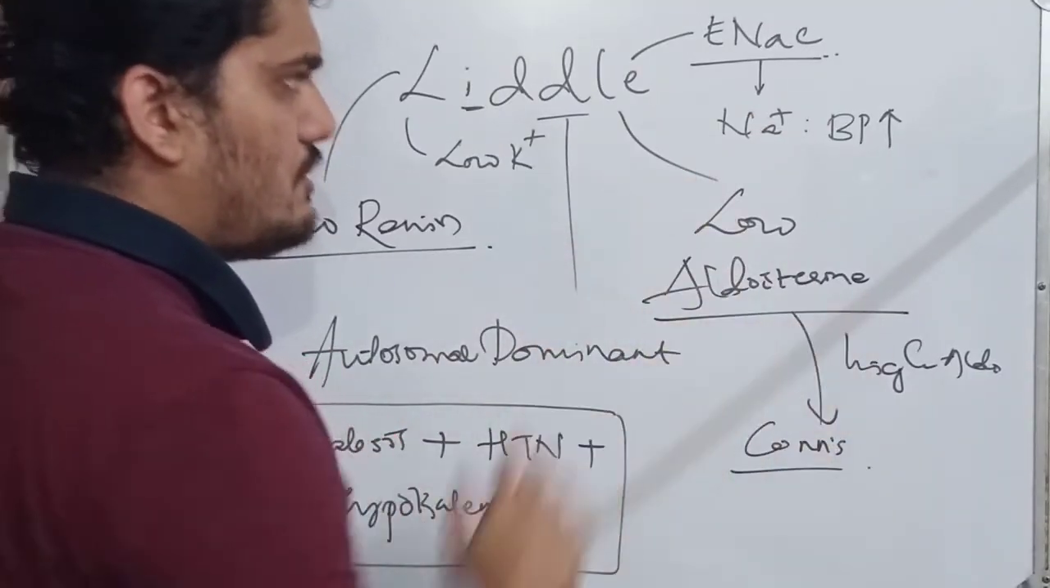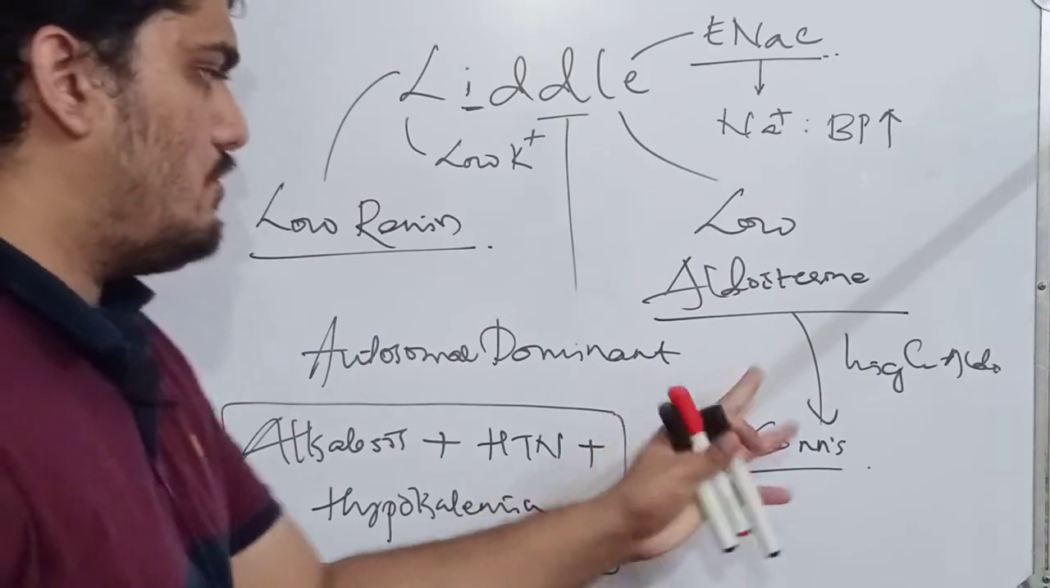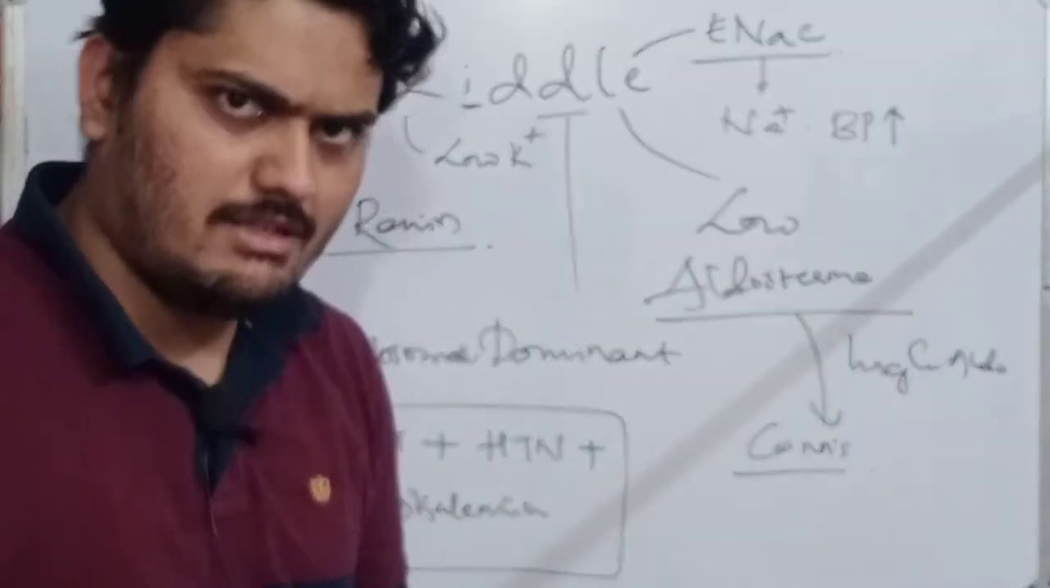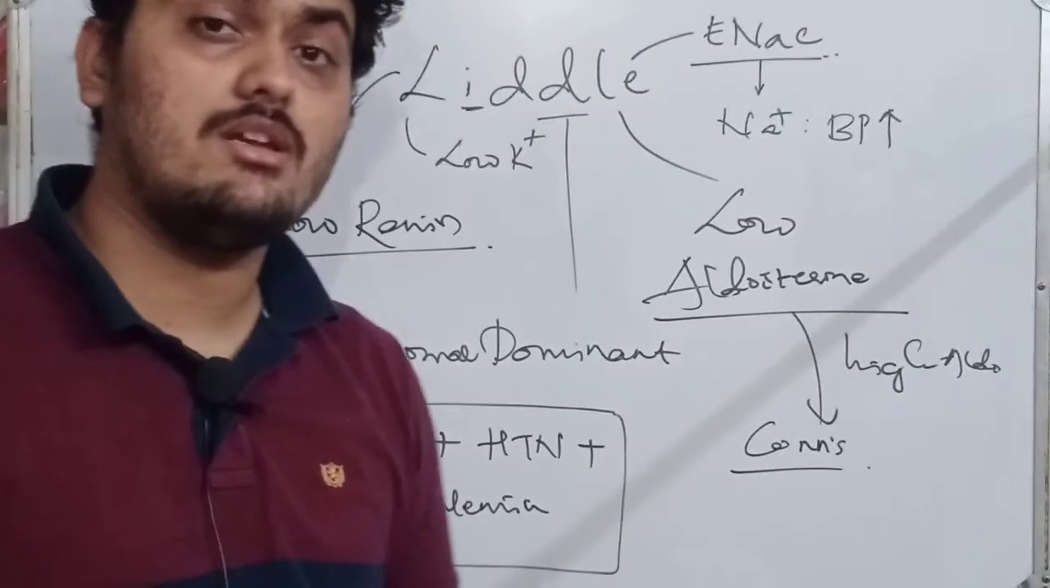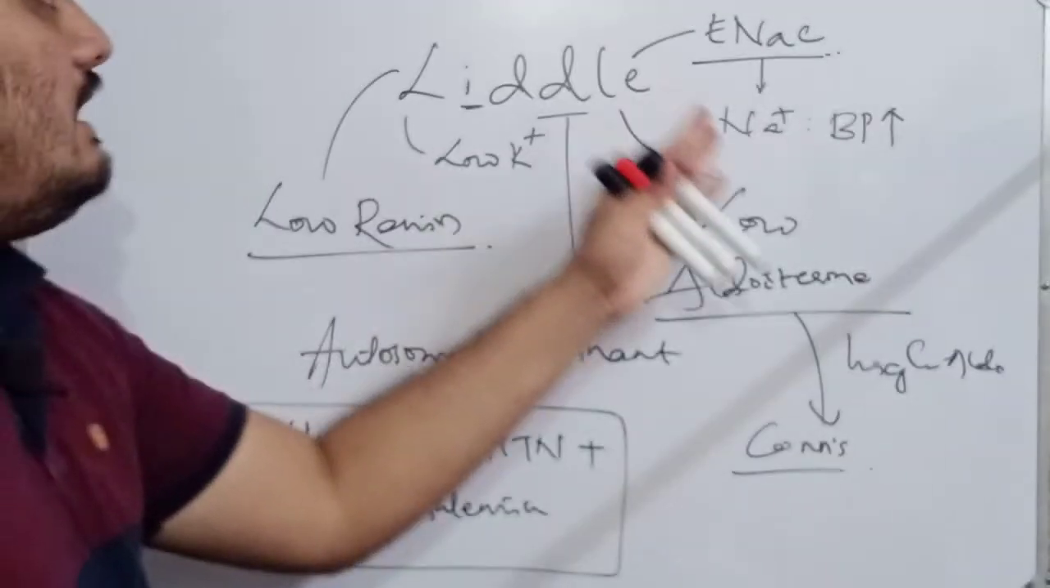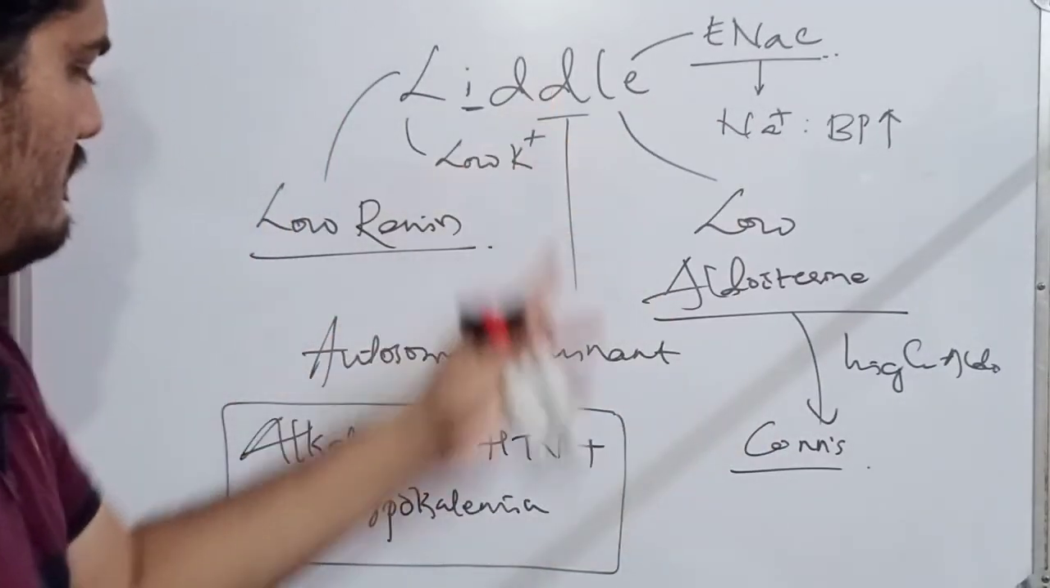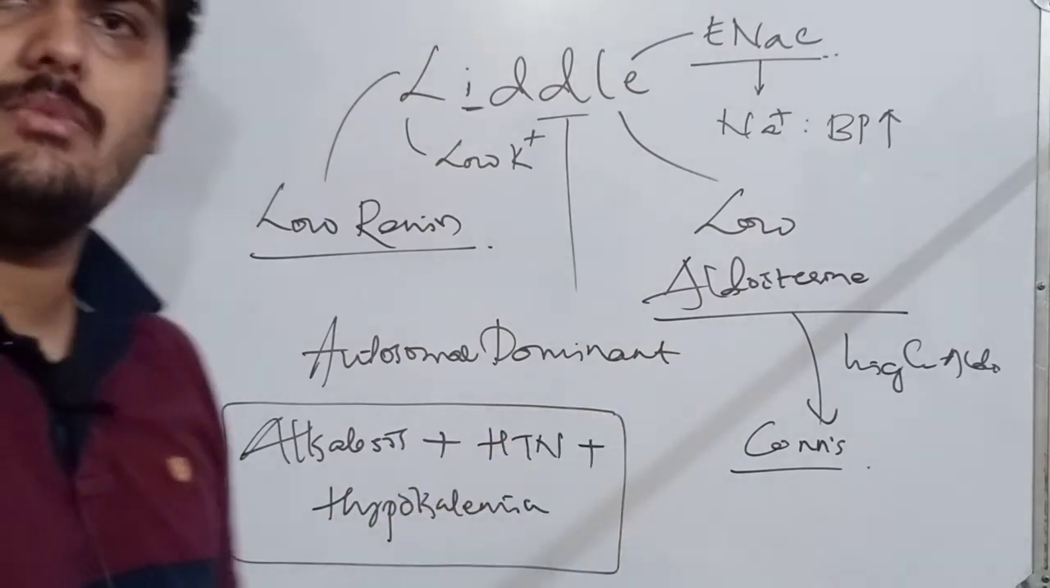Then low aldosterone. What is the importance of knowing about this low aldosterone? Because if the aldosterone levels are high, then the diagnosis becomes Conn's syndrome. Then what is E? The ENaC channel is overactive. And what will this D stand for? Autosomal dominant inheritance pattern.